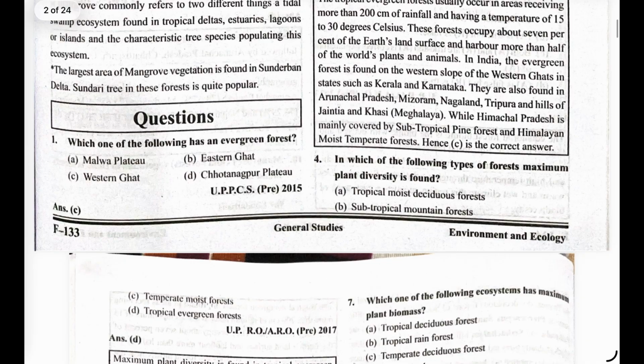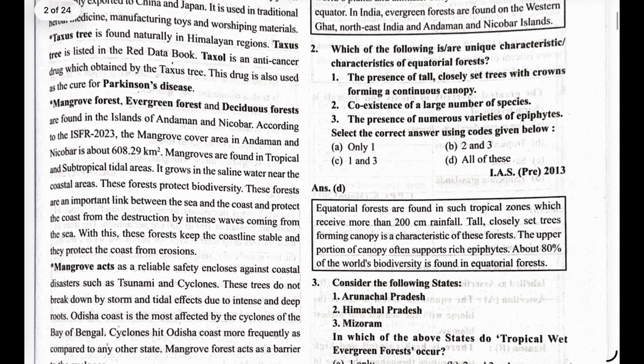Let's start. The first question is, which one of the following has an evergreen forest? Malwa Plateau? No. Eastern Ghat? No. Chotanagpur Plateau? No. Western Ghat. Evergreen forest, because rainfall or monsoon starts from this side. That's why the Western Ghat evergreen forest is found mainly in this area.